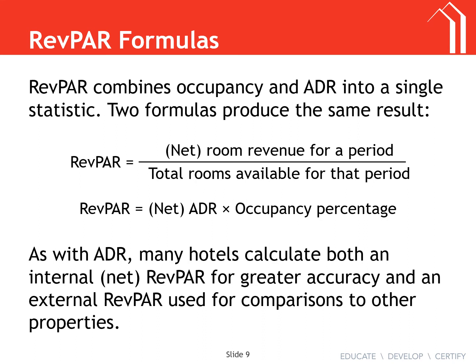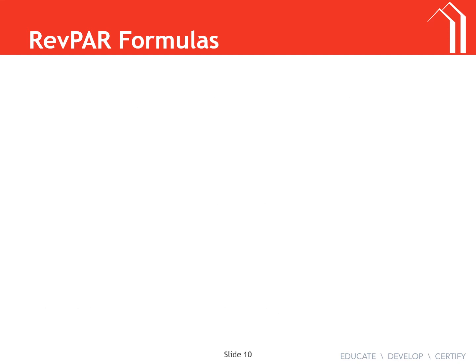So you can find the RevPAR based on room revenue divided by the rooms available, or by the ADR times the occupancy percentage. So either way, you can find this. It'll give you the same number. Okay. So what is your question? Let's talk about it. Go for it.